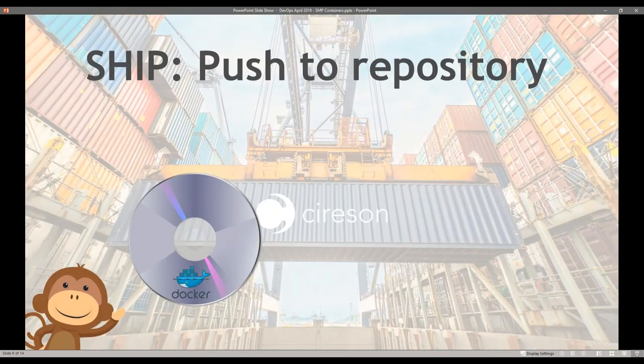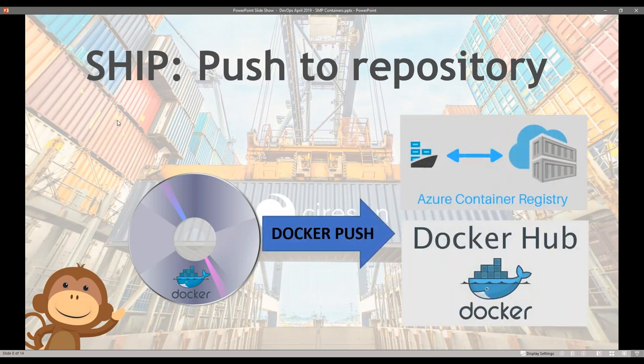After we've got our image, we can then say docker push to push that image up into our container repository. It's free to sign up to Docker Hub, where you can have, I think, one private repository and the other's public, all for free. Or if you're using Azure, you can sign up and use the Azure Container Registry service.